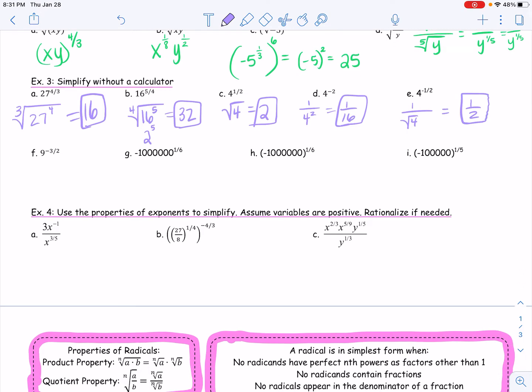F, 9 raised to the negative 3/2 power. So again, because it's negative, I want it to go in my denominator. Even if you had to rewrite it first, and then rewrite it as the square root of 9 cubed, you can totally do that. Whatever you need to do to make you feel successful. Remember, I don't want to do 9 cubed and then take the square root of it, but I can take the square root of 9 and then cube it. Well, the square root of 9 is 3, and 3 cubed is 27, so this is 1 over 27.